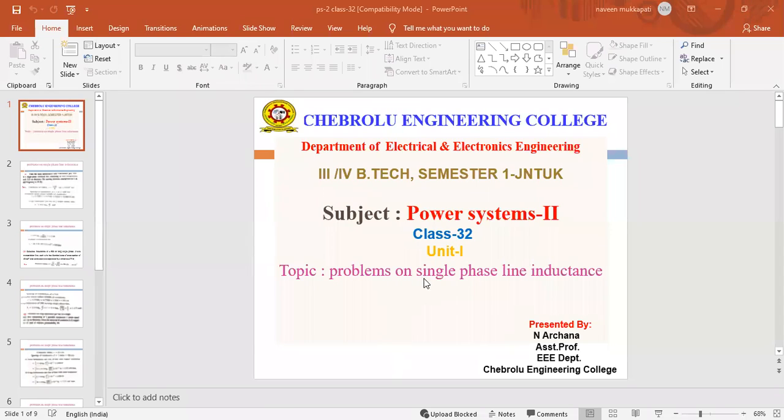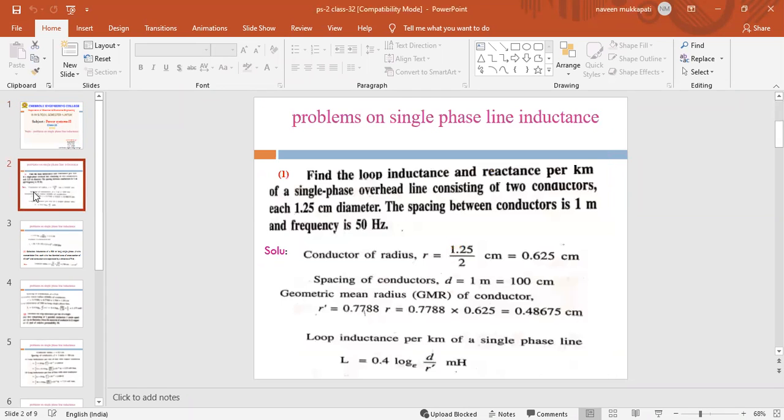Going to explain the problems on single phase line inductance. We already derived the expression for the line inductance, for both the single phase line inductance and the three phase line inductance. Coming to the first problem: find the loop inductance and reactance per kilometer.